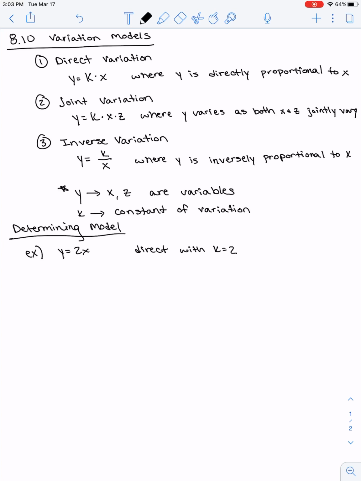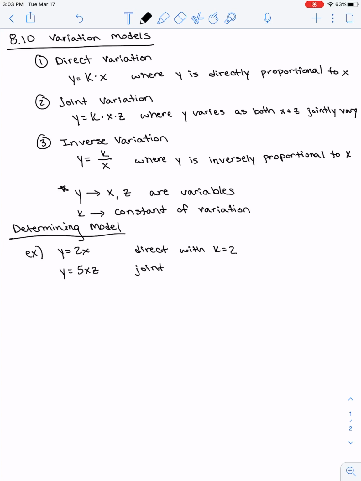If I said y is equal to 5x times z, this would be joint variation with k equal to 5. So those are some more obvious ones. You might need to do a little bit of algebra to be able to figure out what type of variation it is.